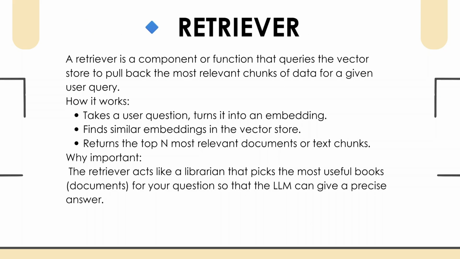Next, let's talk about the retriever. A retriever is the part of your system that queries the vector store and pulls out the most relevant chunks of data for a user's question. Here's how it works. It takes your question and turns it into an embedding. It searches the vector store for similar embeddings. It then returns the top results, the most relevant documents or text snippets. You can think of the retriever as a librarian.